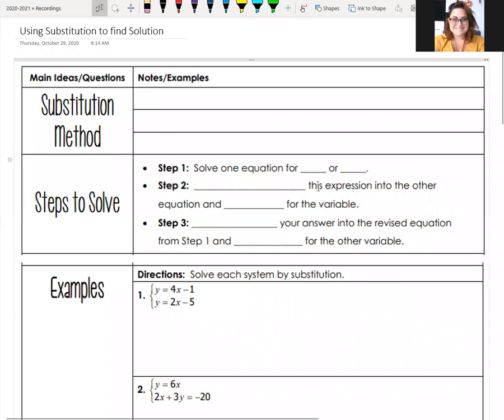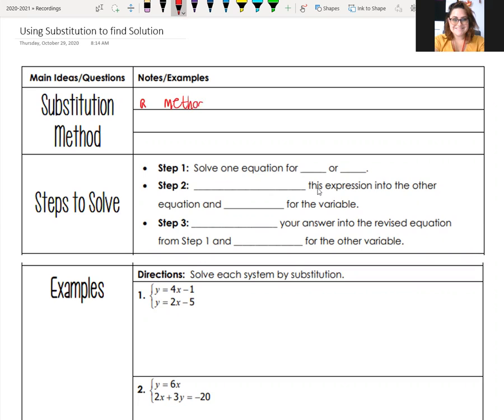So let's go ahead and talk about substitution. When we are using the substitution method for finding the solution for our systems of equations, the definition for substitution method would be a method of solving systems of equations by substituting equations within one another.